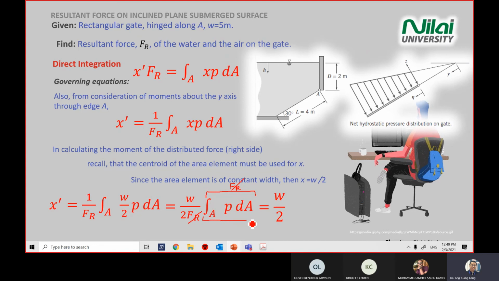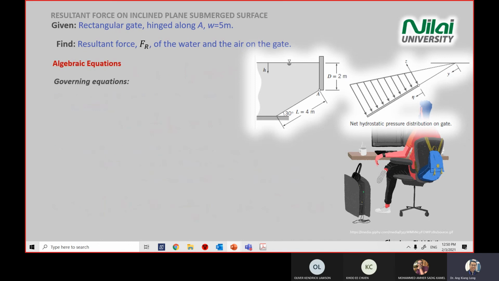Again, remind yourself that sometimes you can recycle what you already learned. In this case, you recycle the FR definition: FR equal to the integration of P times dA. So you cancel. You don't need to calculate the FR value here. Just cancel, so you get w divided by 2. In this case, you get 2.5 meters. So this is a quite straightforward answer for your x prime.